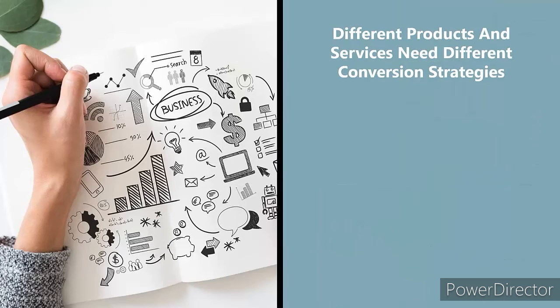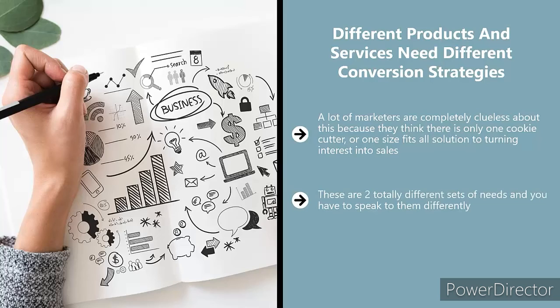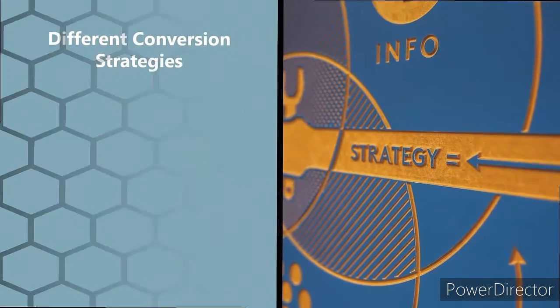Different products and services need different conversion strategies. A lot of marketers are completely clueless about this because they think there is only one cookie cutter, one-size-fits-all solution to turning interest into sales. This is where they screw up, because selling a sofa online is very different from trying to get American grooms looking for Filipina brides. These are two totally different sets of needs, and you have to speak to them differently. In other words, your strategy has to fit the outcome you are looking for. There is no such thing as a one-size-fits-all conversion strategy.